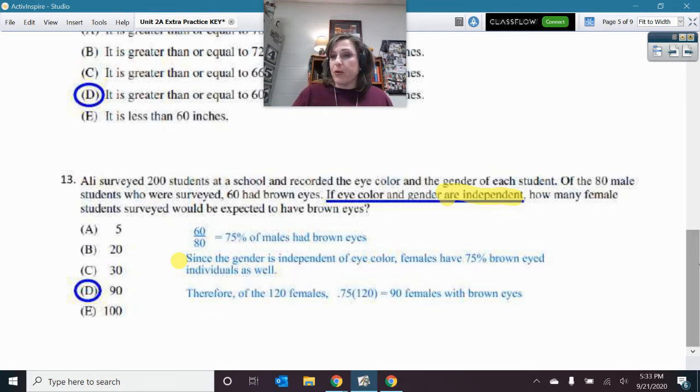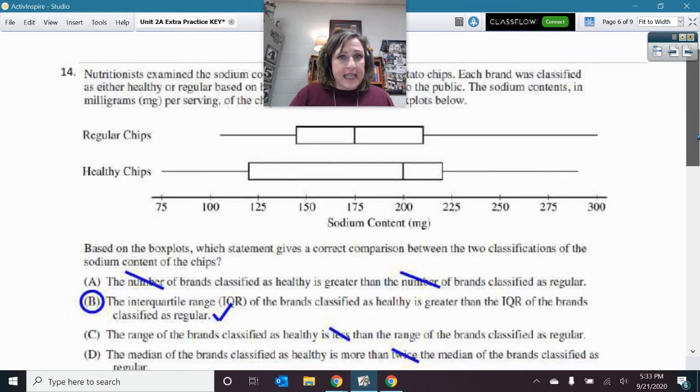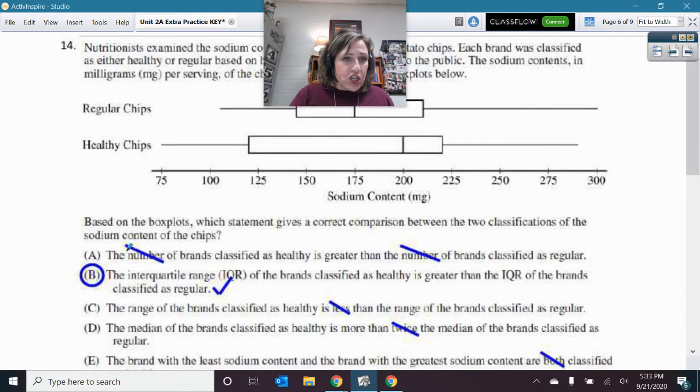So that's why 75% of 120 is 90. Next, here we have this. I'm taking out the words that are not true. Here again, we cannot compare the number of items in these two. I do not know how many were represented in these two box plots.